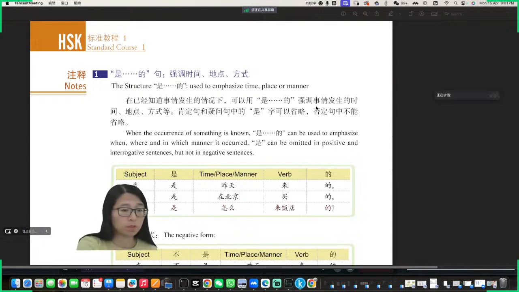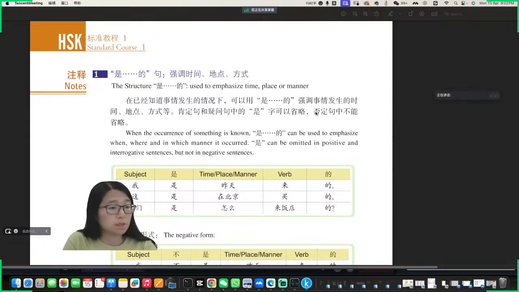Last time we talked about something, and also we know a structure, which is 是的, which is used for emphasis. You can use this structure to emphasize time, place, or manner. So today we're going to continue our class. Let's continue our class. So let's see this class.